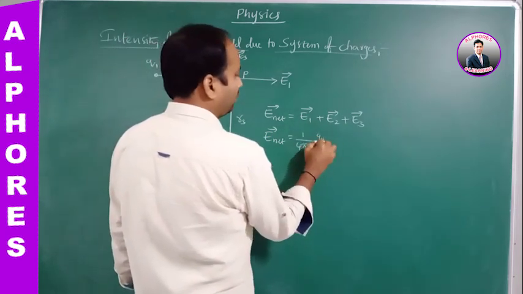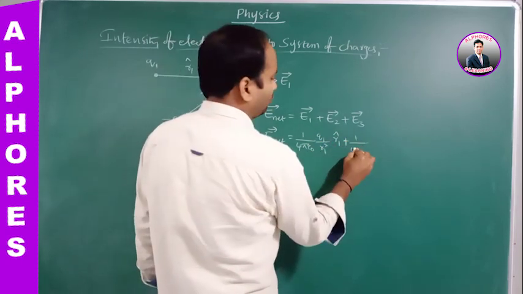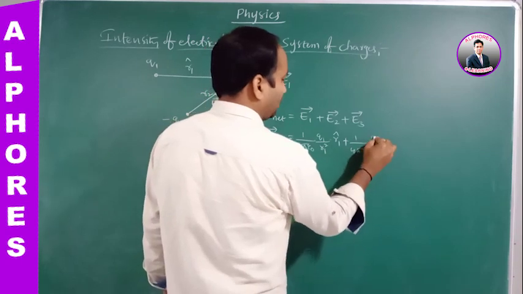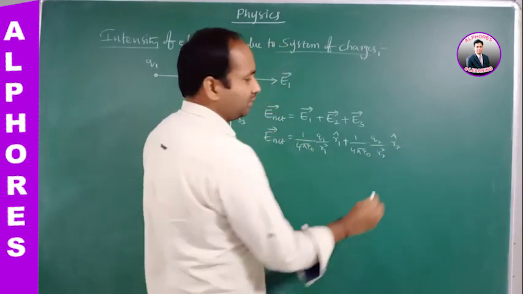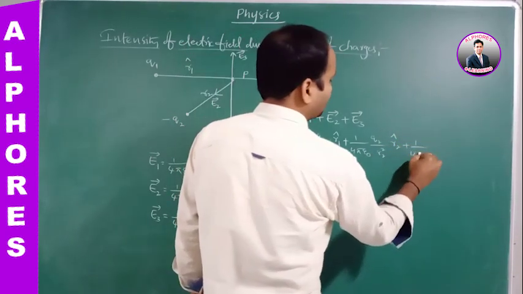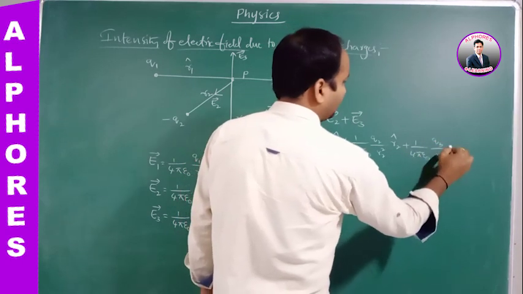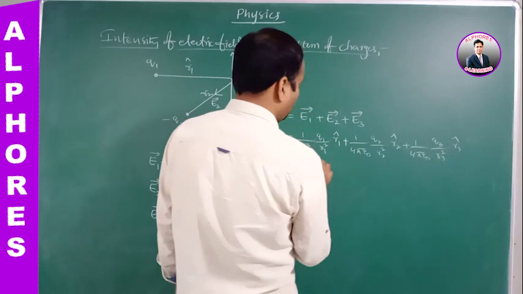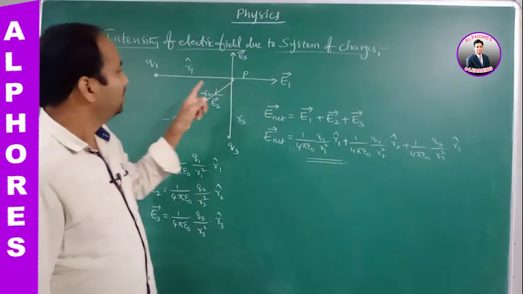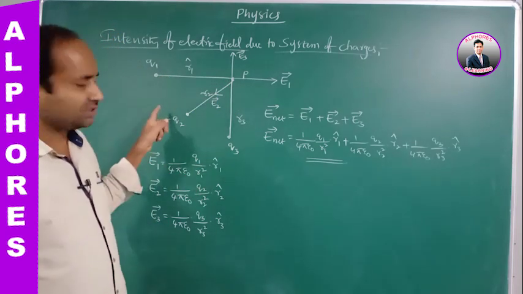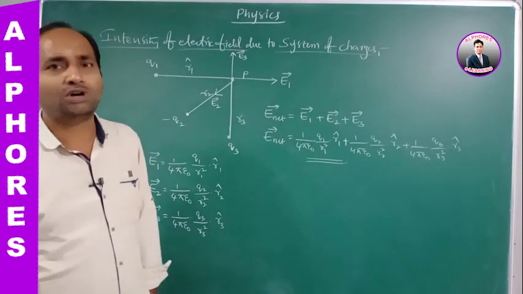Q1 by R1 square into R1 cap. E2 is 1 by 4 pi epsilon naught Q2 by R2 square into R2 cap. And similarly the third one is 1 by 4 pi epsilon naught Q3 by R3 square into R3 cap. So this is the resultant intensity of electric field at the point P by the system of these three charges. So this is about the intensity of electric field due to the system of charges.